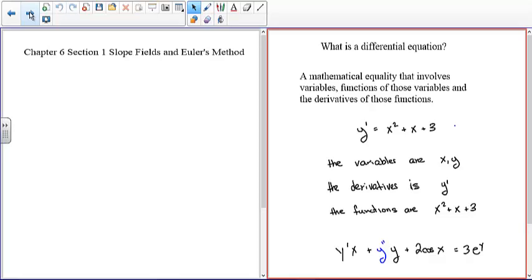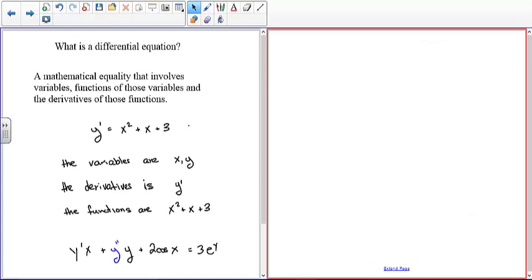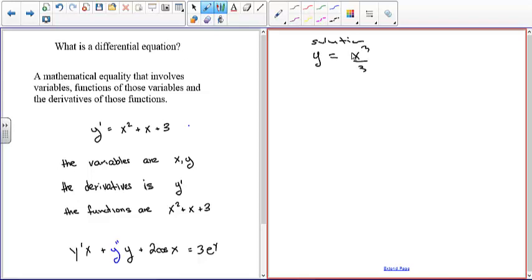I'm not going to go through the individual steps, but if I said a possible solution, so this is my solution, y is equal to x cubed over 3 plus x squared over 2 plus 3x plus c. So all I've done is I've integrated each term on the right-hand side and added the arbitrary constant.